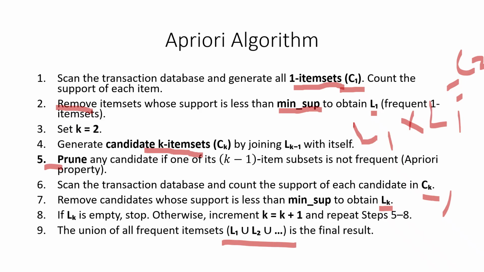Here L1 represents item set 1, which has minimum support, that means the minimum frequency level. L2 means combinations of 2 items which satisfy minimum support. L3 means combinations of 3 items which satisfy minimum support. Like that, I have to count. So whenever LK becomes empty, I have to stop this algorithm.